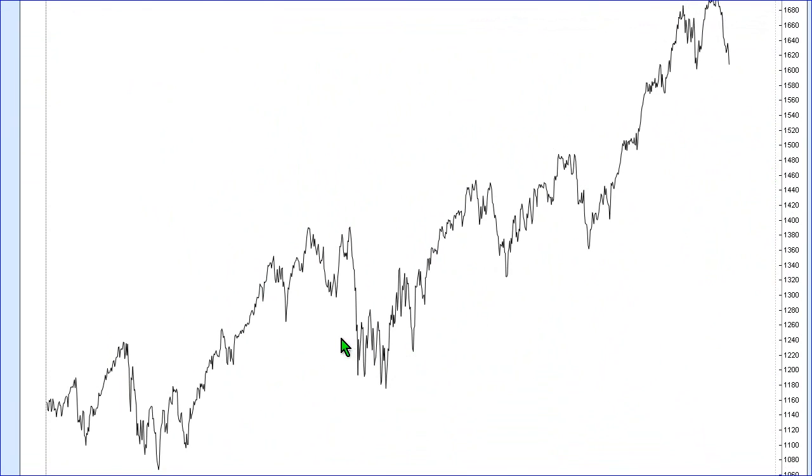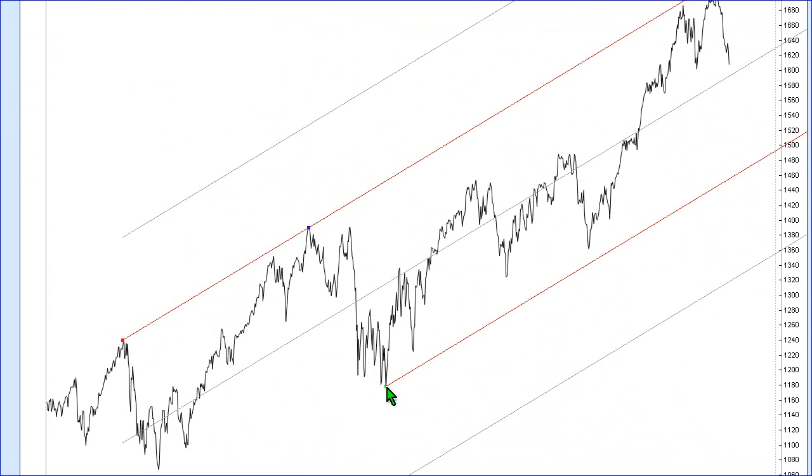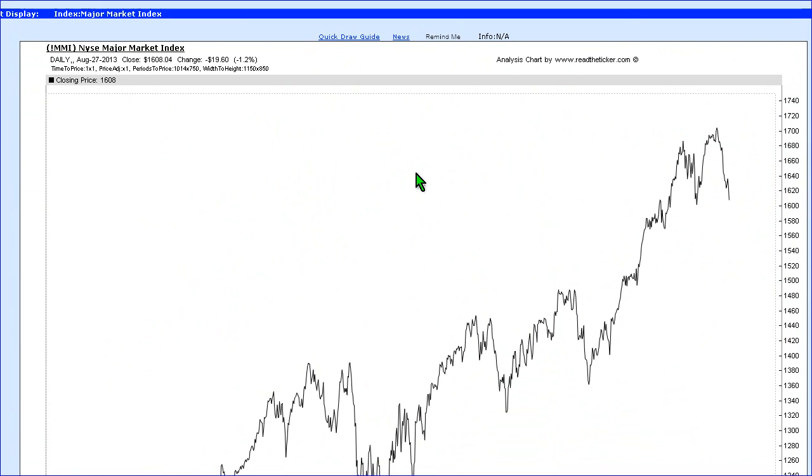I personally use channels on very long price actions, pretty much 10 to 15 years, but here you draw a long channel. They are useful, but the longer the better.